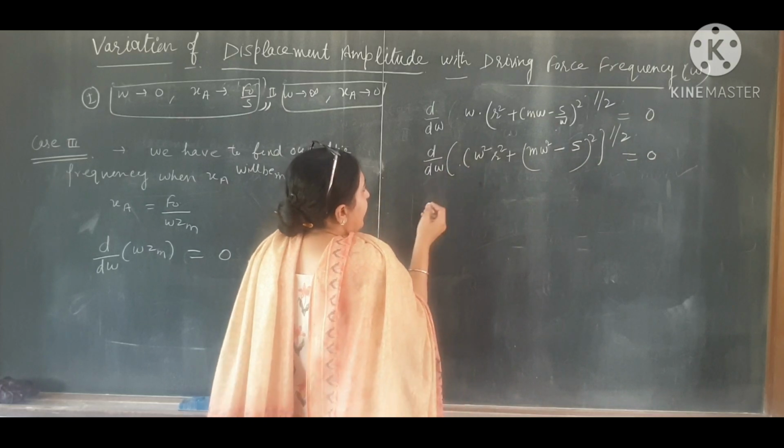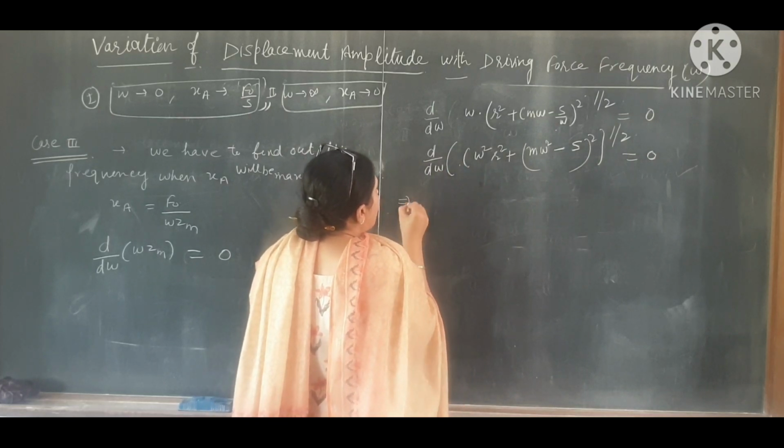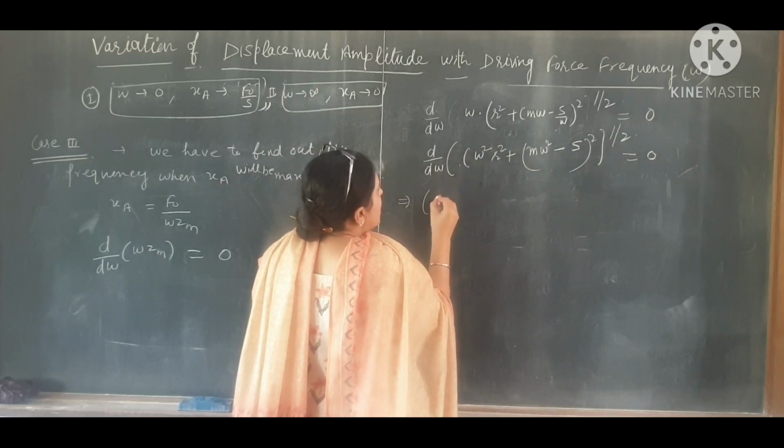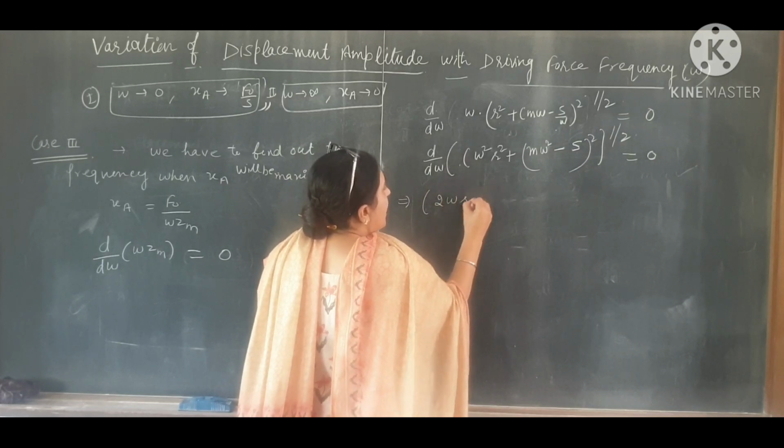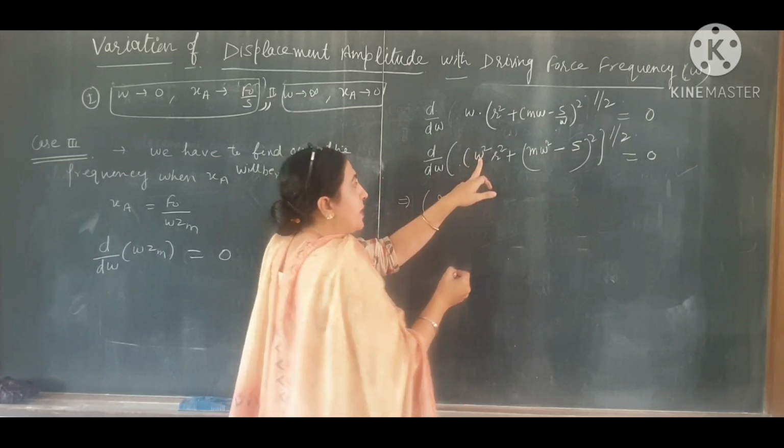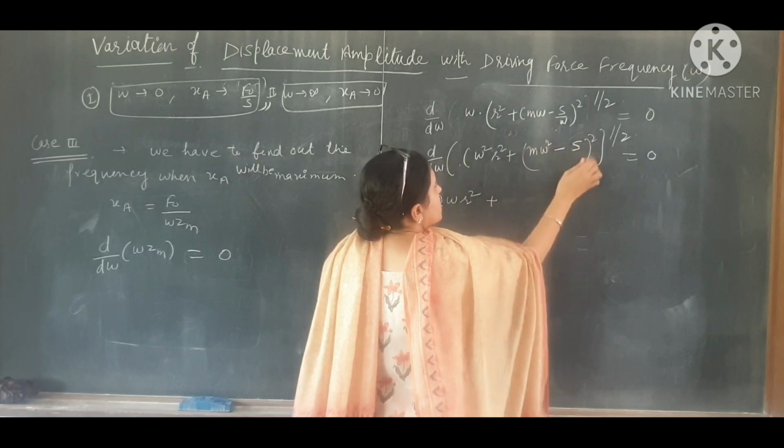So take its derivative. The derivative of this is 2 omega r square, the derivative of omega square plus square.